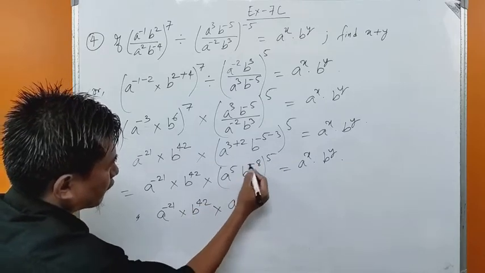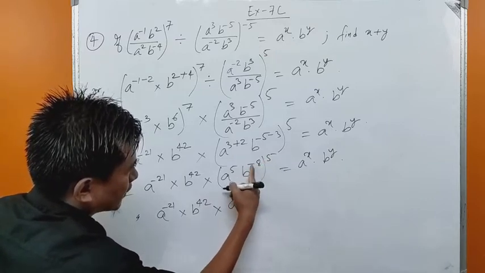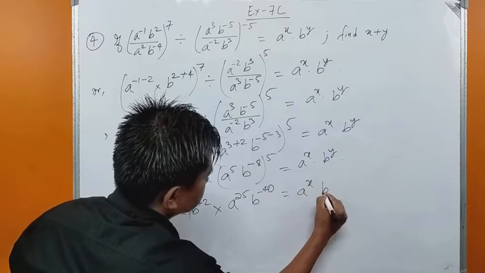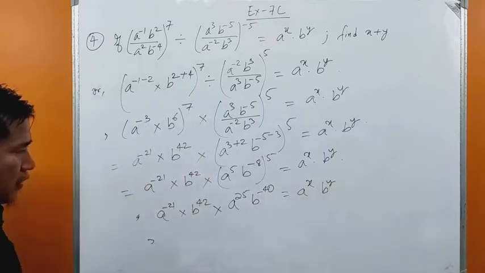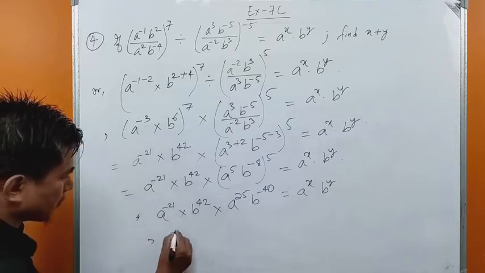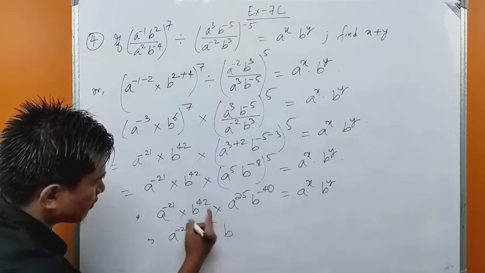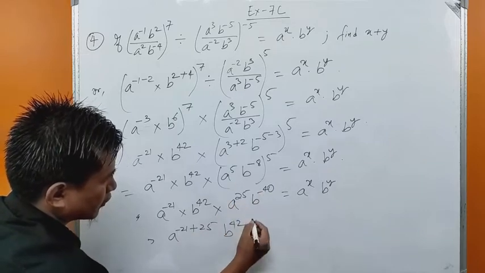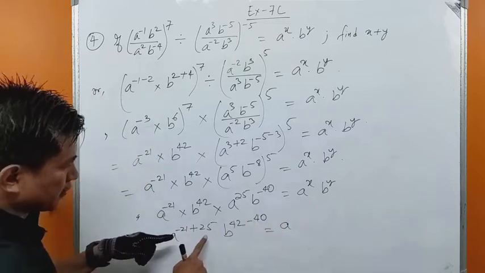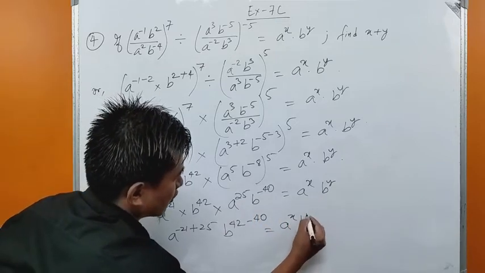Okay, a to the power 5: 5 5s are 25. b to the power 8 5s are 40, minus 5 minus 8 into plus 5 is minus 40, equals a to the power x into b to the power y. Now a same base means their powers get added, isn't it? So a to the power minus 21 plus 25, b to the power 42 minus 40, equals a to the power x into b to the power y.